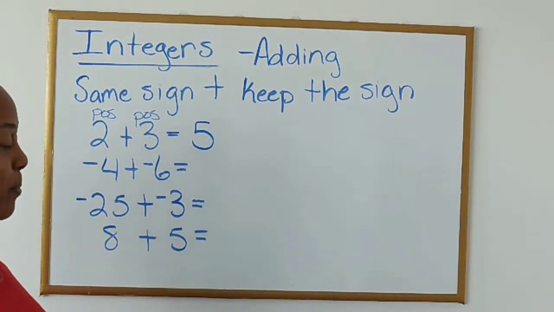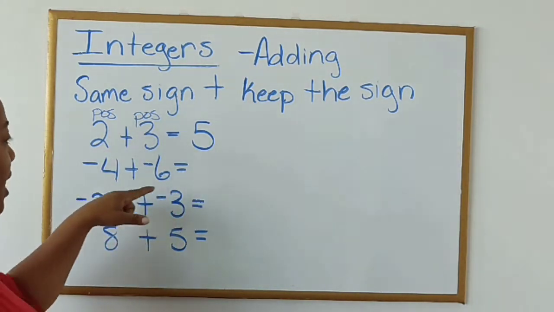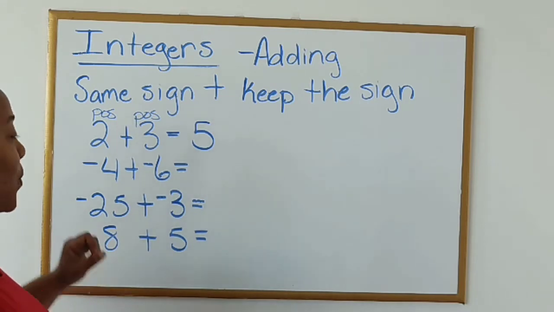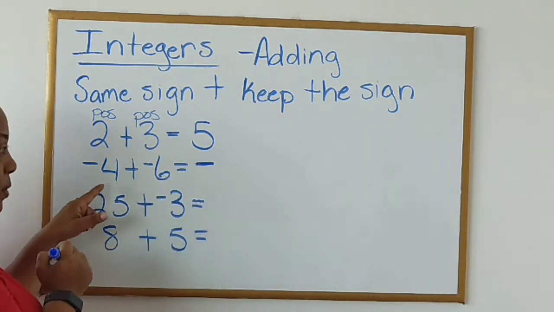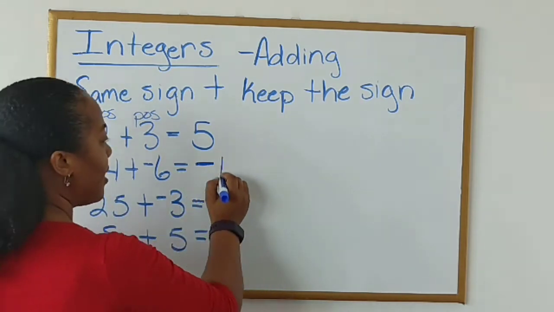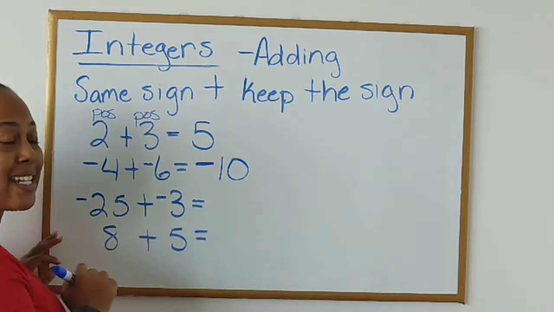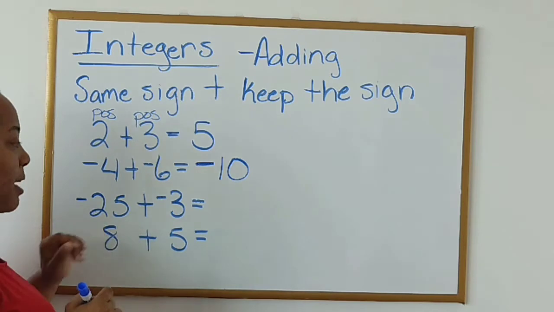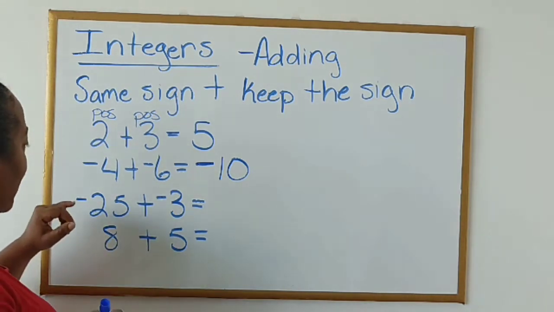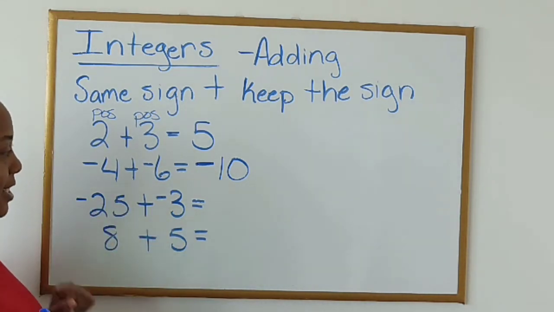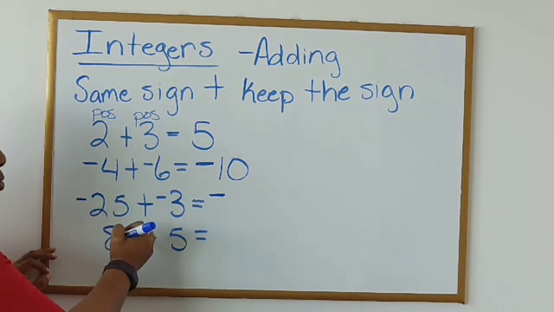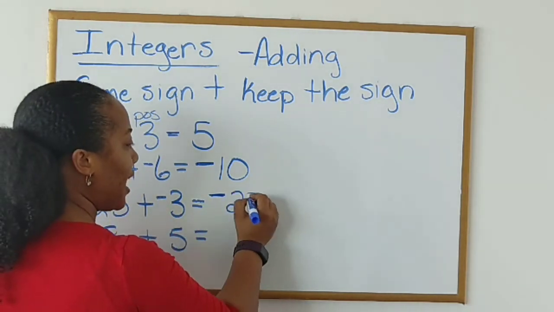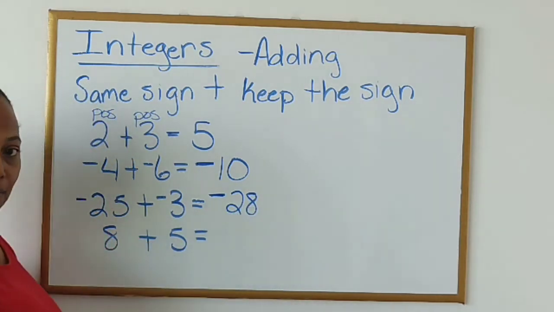Well, our next problem, we have two negative numbers. See the negative sign in front of them. So we keep the sign, so our answer is going to be negative, and 4 plus 6 gives us 10. So our answer is a -10. Well, the same thing for the next problem. We have a -25 plus a -3. So our answer is going to be negative, and 25 plus 3 is equal to 28. So our answer is a -28.